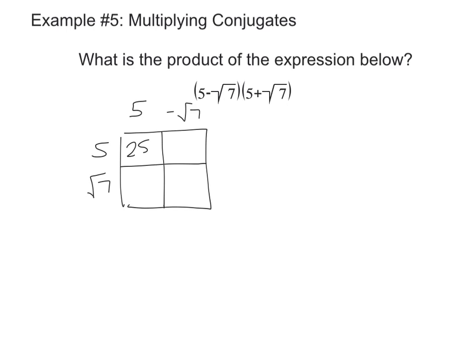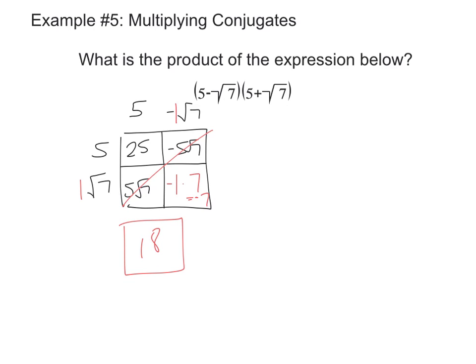So this will give us 25. This is going to be 5 square root of 7. This will give us negative 5 square root of 7. And again, looking at the coefficients, that's 1 and negative 1. So that's negative 1. And square root of 7 times square root of 7 is 7. So this is really negative 7. So 25 minus 7 is going to give us 18. And that's actually it, because those, the diagonal, will cancel because they are opposites. So 18 is our final answer.